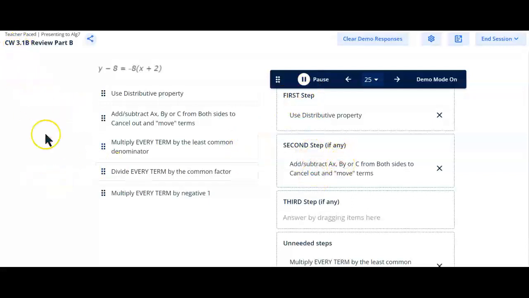Don't we do the second step multiple times? Don't you have to add the 8 to both sides like that on the left side? It will be multiple times because this is ax, by, and or c from both sides. So to move terms multiple. So it's our second step. We will do it multiple times. So I'm going to demonstrate that in just a second on the whiteboard.